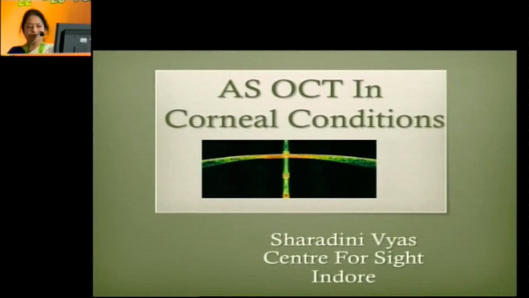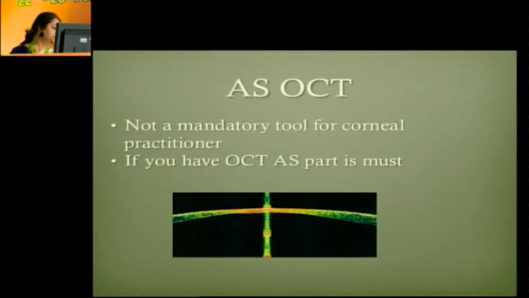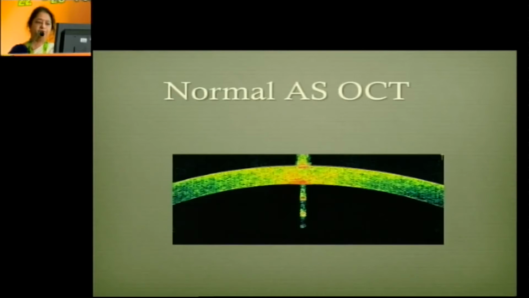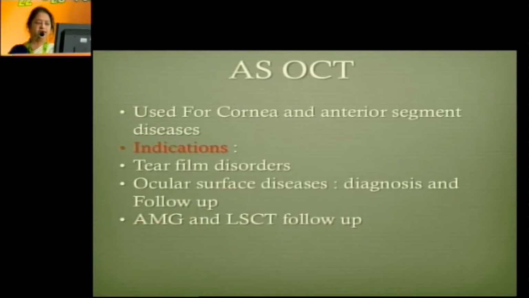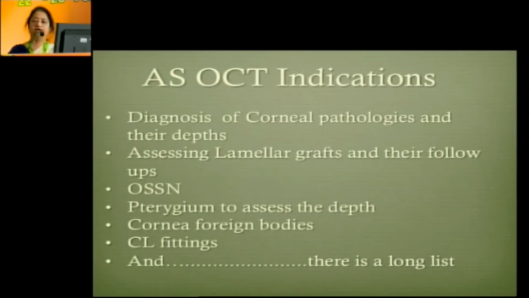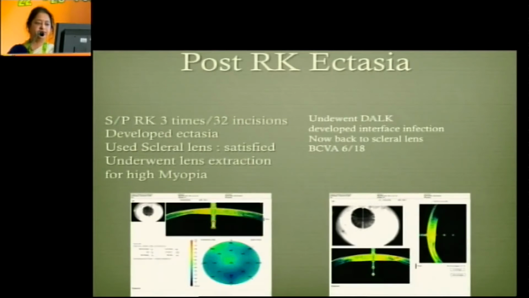And then going to my second talk, I would like to finish as early as possible, and that is about the AIOC in corneal pathologies. So this is the normal AIOC, and there are n number of indications wherein we can do the anterior segment OCT for different corneal and anterior segment pathologies. I will not go into the detail of the list. We will just see some of the clinical cases.